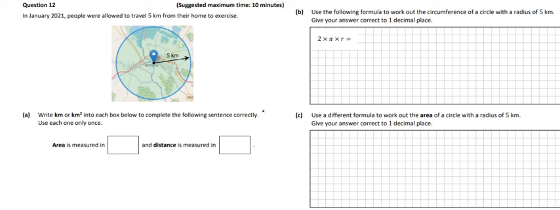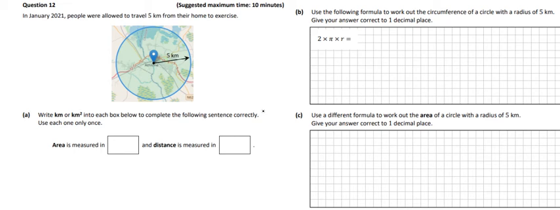Hi, folks. Question 12 is about the area and circumference of a circle. So, in January 2021, people were allowed to travel 5 kilometers from their home to exercise. You'll notice then in the picture there that it makes a circle.